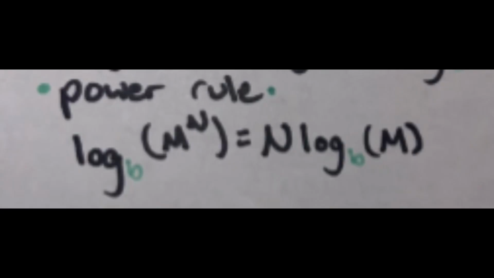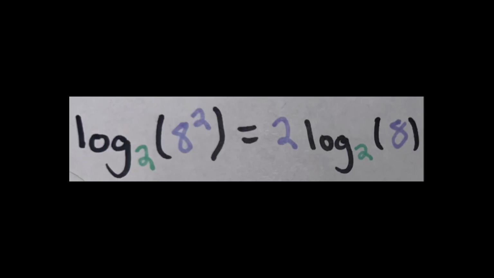Finally, the power rule states that log base b of m to the power of n is equal to n times log base b of m. An example of this would be log base 2 of 8 squared is equal to 2 times log base 2 of 8. These properties are what allow you to expand or condense equations to solve and simplify logarithms.